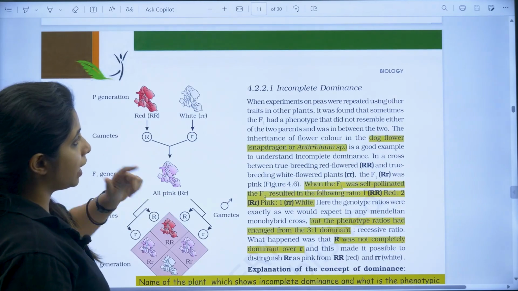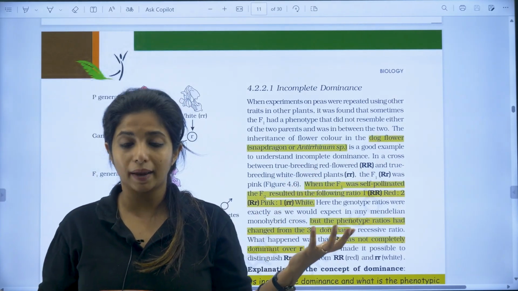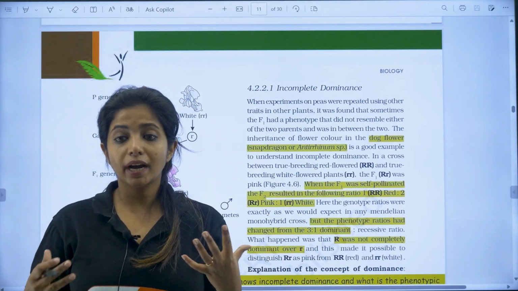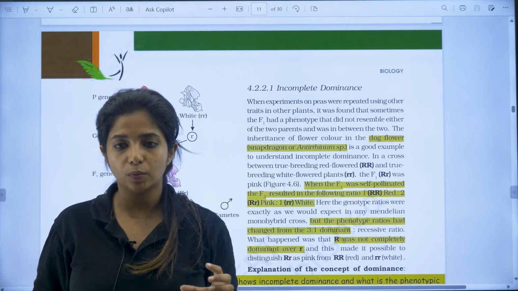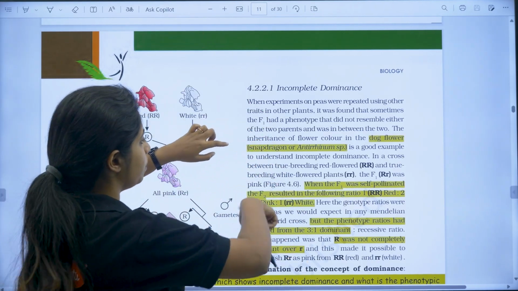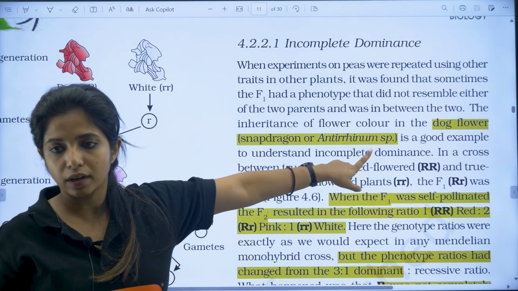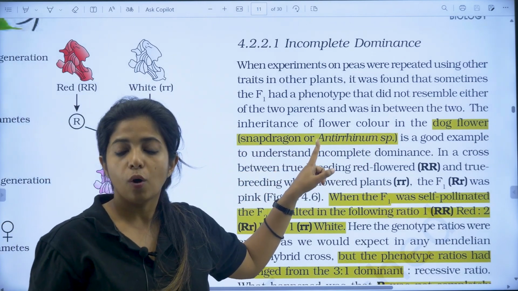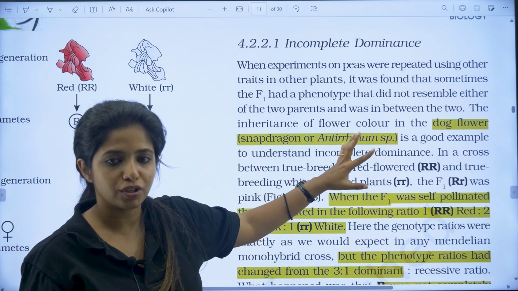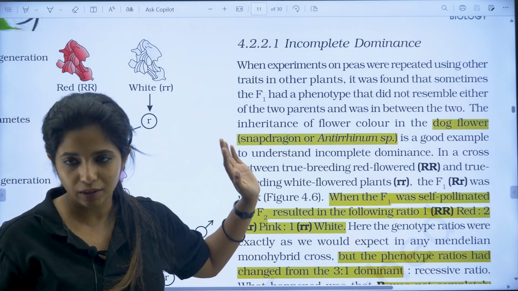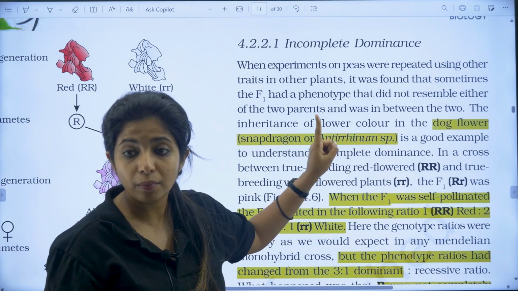Now going ahead, there were certain things which he didn't expect. That was incomplete dominance. So usually we think that one allele is completely dominant over the other one. The question will be asked, on which plant was this study done? Dog flower, snapdragon, Antirrhinum majus, whatever you want to say. So it is snapdragon, please remember the name of it.